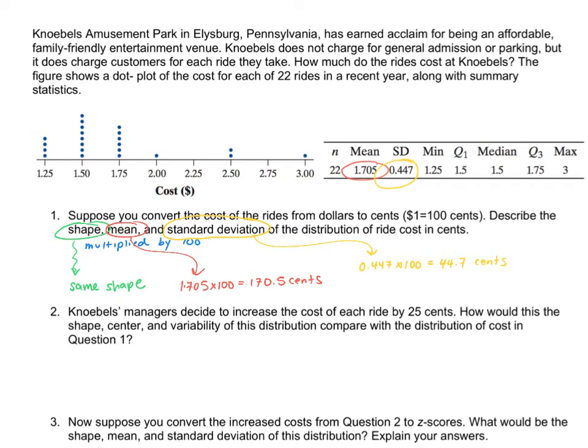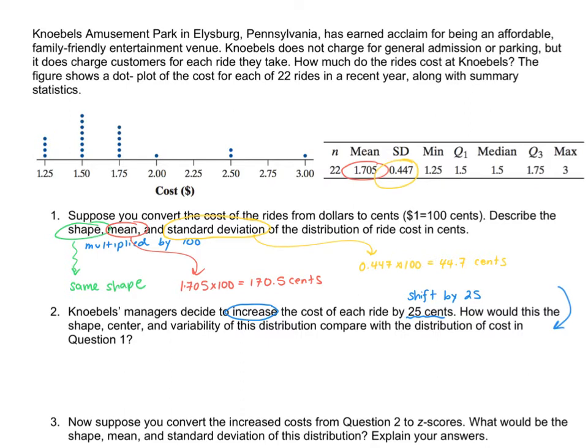So for number 2, now they want to increase the cost of each ride by 25 cents. So they're just going to take the values that they had and add 25. So realize that an increase of 25 cents is a shift by 25, right? You're adding 25 to each one of your data values. How would the shape, center, and variability, like the spread of this distribution, compare with the distribution of cost in question 1? Okay, so we're taking from question 1 to question 2, so it's already multiplied by 100, and now we're shifting up 25. So the shape stays the same.